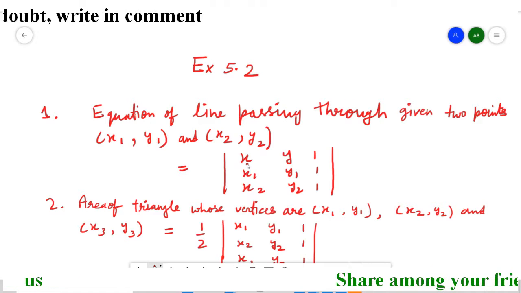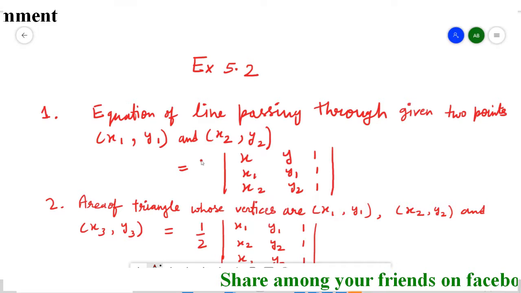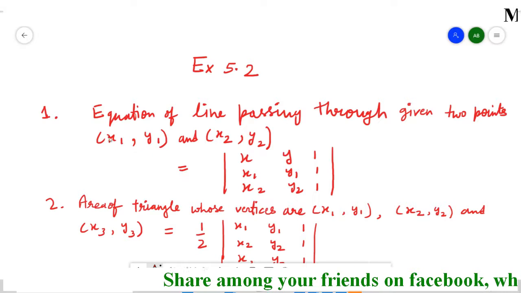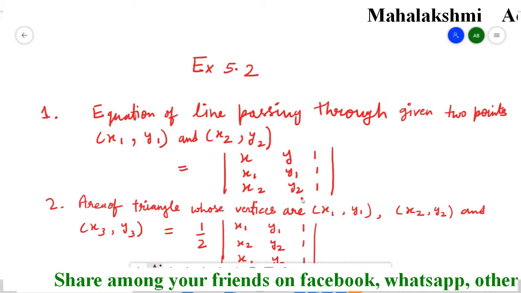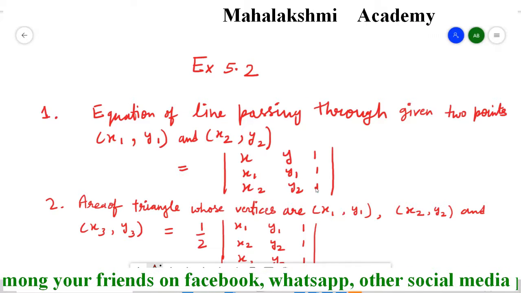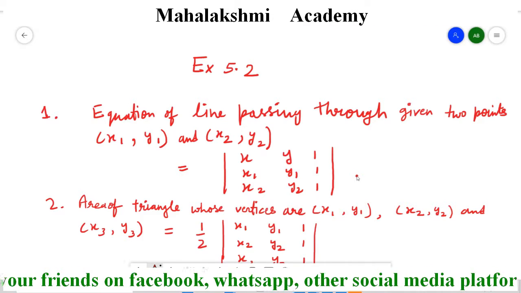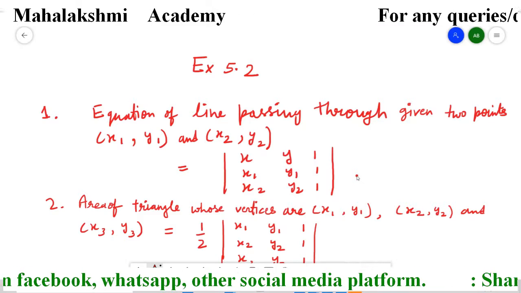Here, first just write down the variables x and y. One you have to write down on your own, and whatever coordinates are given to you, that is x1, y1, enter here, and x2, y2, enter here. These we have to write down because of the formula. So when we open this determinant, whatever result we obtain is going to be in the form of an equation of a line.